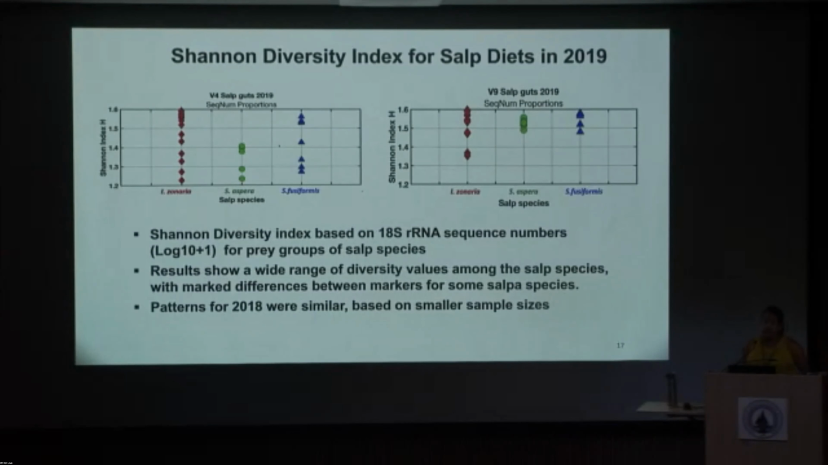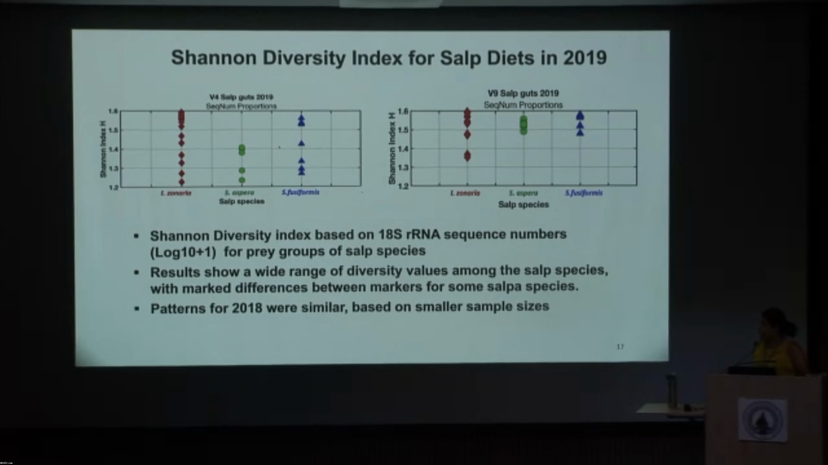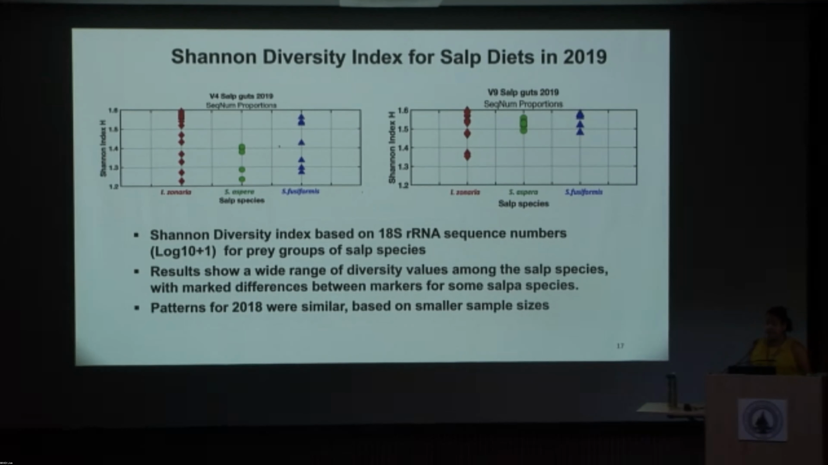And when we did some Shannon diversity analysis for the salp gut contents, and these were based on sequence numbers that were log transformed for the prey groups that I just mentioned, here we have the Shannon index on the y-axis and the different salp species with different colors: Iasis zonaria in red, Salpa aspera in green, and Salpa fusiformis in blue. And we see that the results show a wide range of diversity values among the salp species. And there were marked differences between the markers for some salp species.